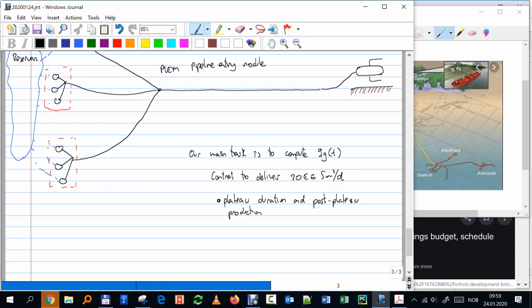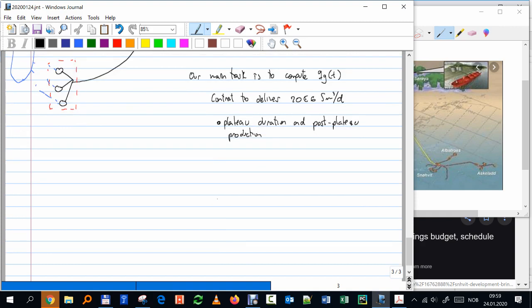To do that we need a few ingredients, and we also need to make some assumptions. So let's take a 15 minute break now, and when we come back we will look into what kind of assumptions we have to make, what kind of equations we need, and how we are going to do that in the Excel sheet. But first, a 15 minute break.